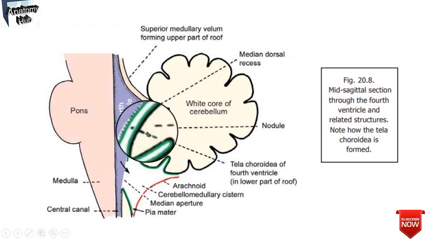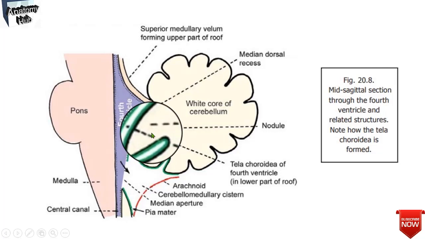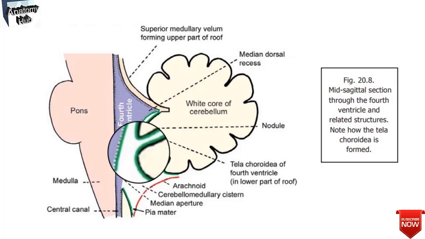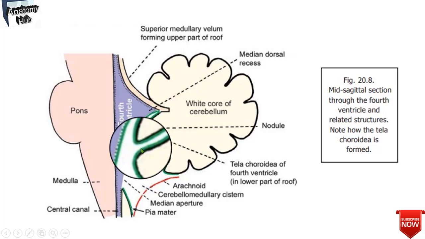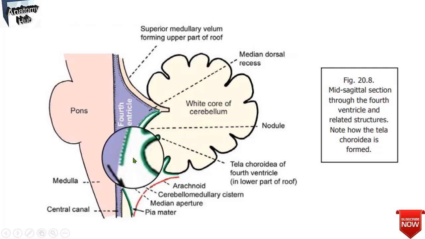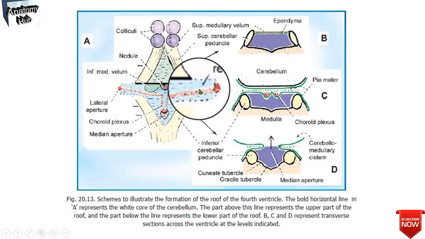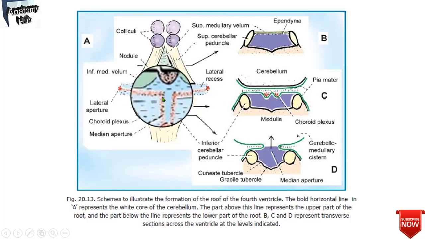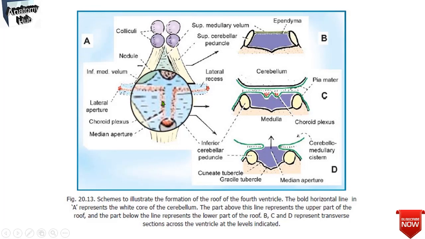The inferior part of the roof is devoid of nervous tissue in most of its extent, you have to remember, and it is formed by a membrane consisting of the ependyma and a double fold of the pia mater, that you can see in green, which mainly forms the tela choroidea of the fourth ventricle. So here you can see the tela choroidea, which forms the choroid plexus.